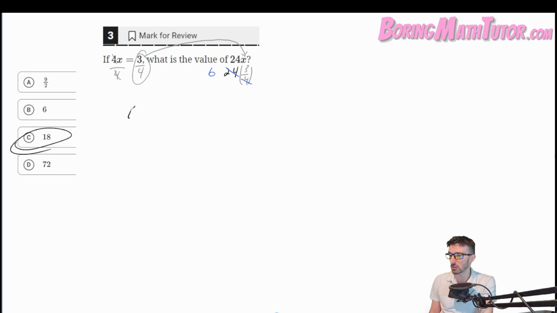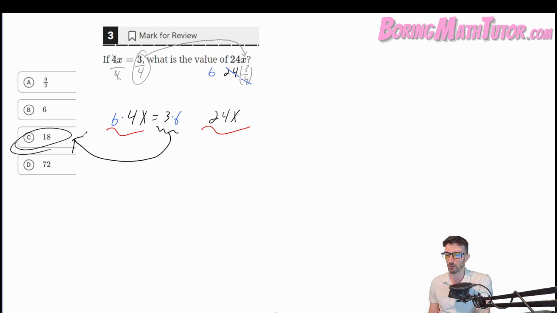But what if I wanted a shortcut? Well, it turns out if 4x is equal to 3 and you're trying to jump to 24x, all you got to do is multiply by 6, because 6 times 4x does get you 24x. So that would have been a nice shortcut that also would have gotten you to that 18 nice and fast.